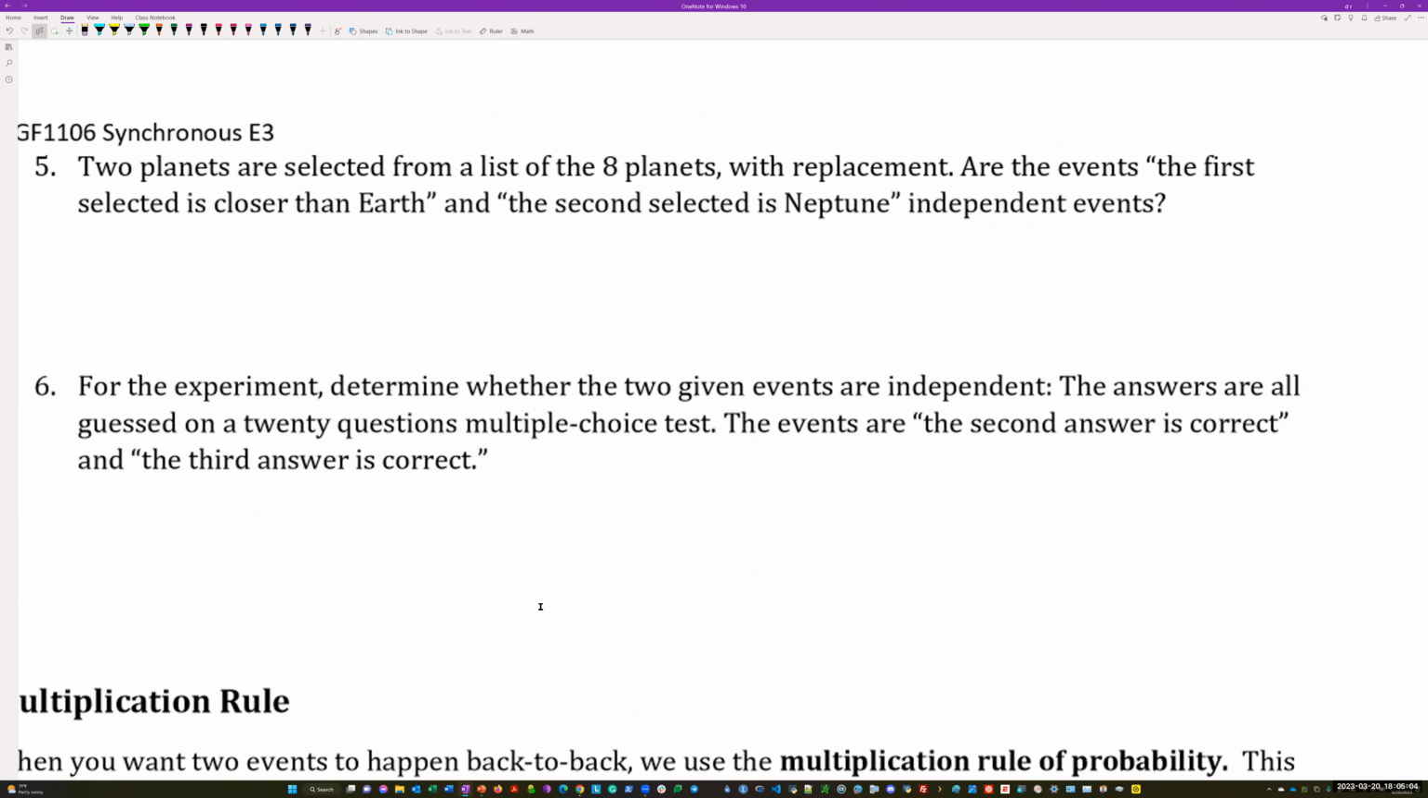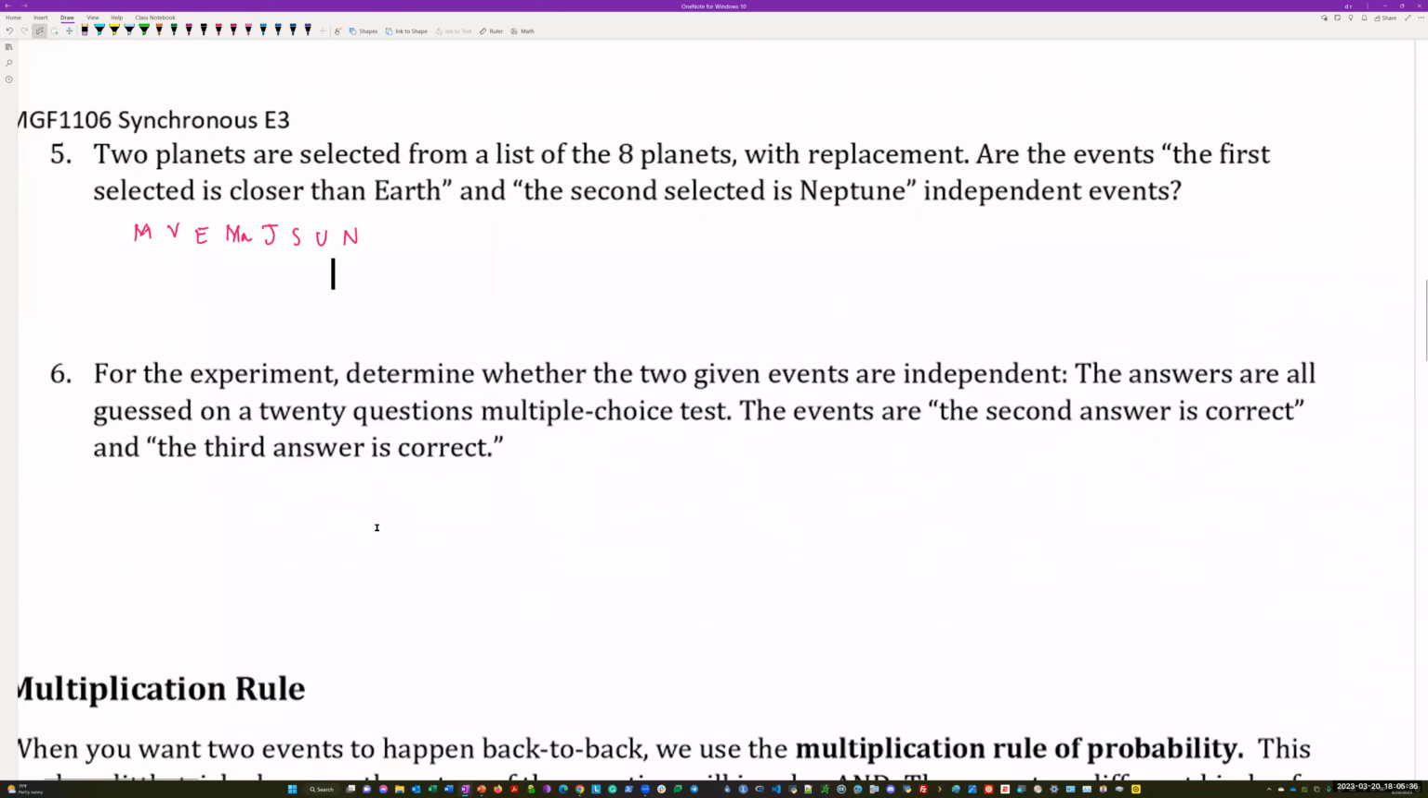Are the events, all right, so what are these stupid planets? I don't even know what the planets are. Mercury, Venus, Earth, Mars, Jupiter, Saturn, Neptune, Uranus, right? Or is Uranus Neptune? I have no idea. No, I think you're right. Pluto is for some reason not considered a planet anymore.